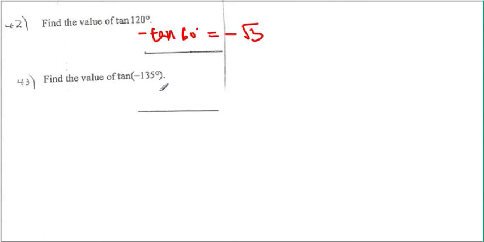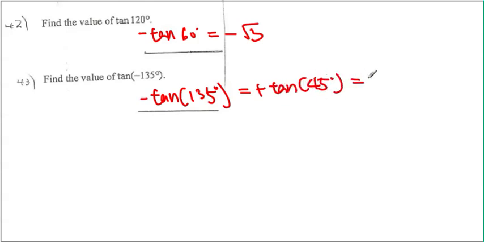Tangent of negative 135 is the same as negative tangent of 135, which gets us the second quadrant. In the second quadrant, the tangent is negative. With the already existing negative, we're going to get positive tangent of 45 degrees. That's basically equal to 1.